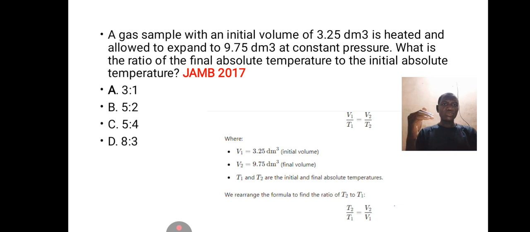So by the time we substitute, because we are given V already completely, you have 9.75 over 3.25. If you divide, you should have 3 at the top, because 9.75 divided by 3.25, if you cancel out, you have 3 at the top and 1 below. So you have 3:1. I hope this is also clear.